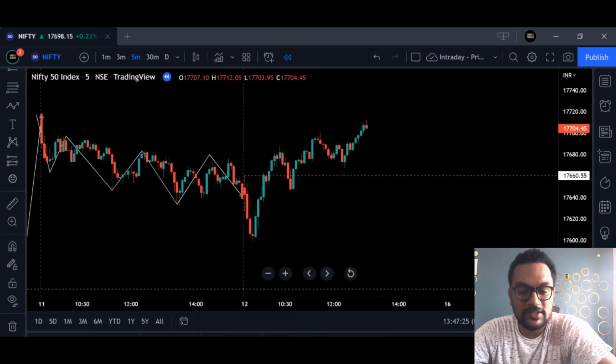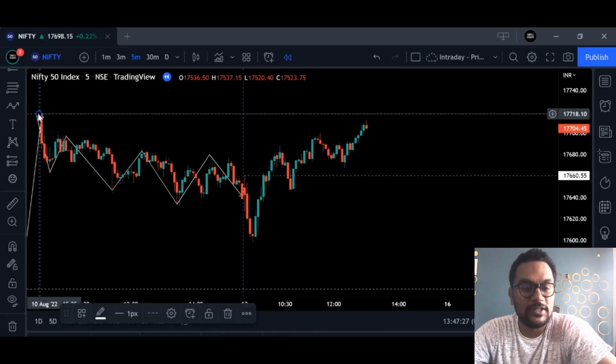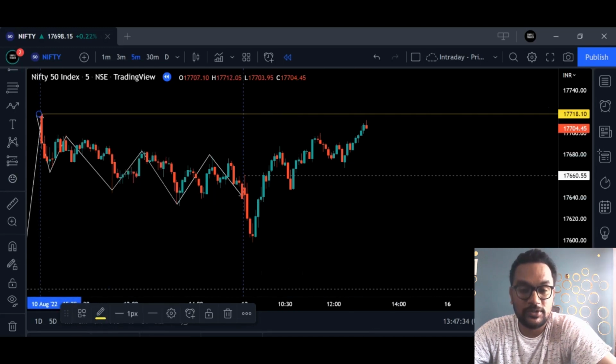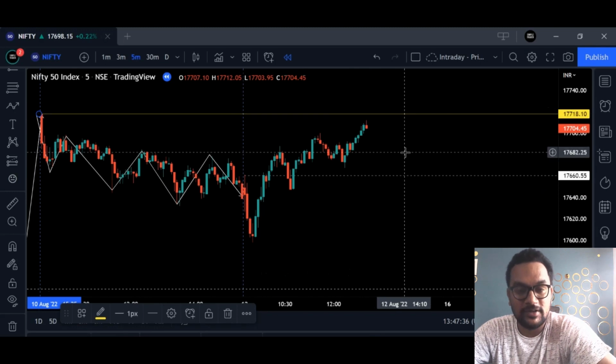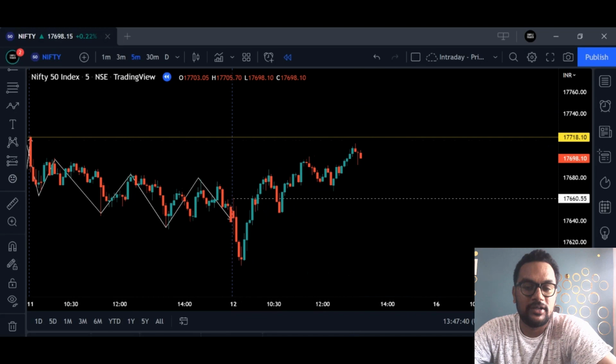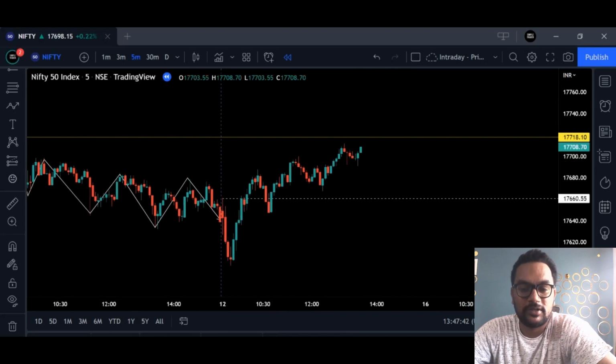So where will be the next trouble area for us? This could be the next trouble area for us. What is this? This is our PDH, right? This is the previous day high. There could be a possibility that price may reverse at this point, or the price will go up. There are two possibilities, right? What happened here?